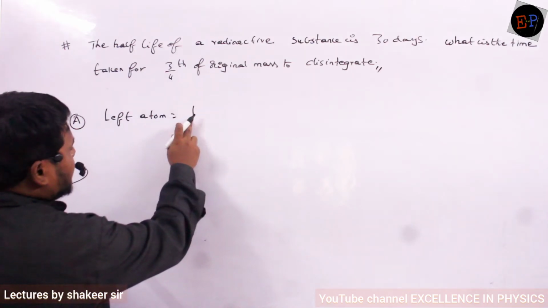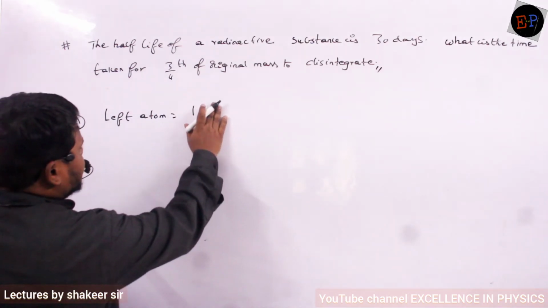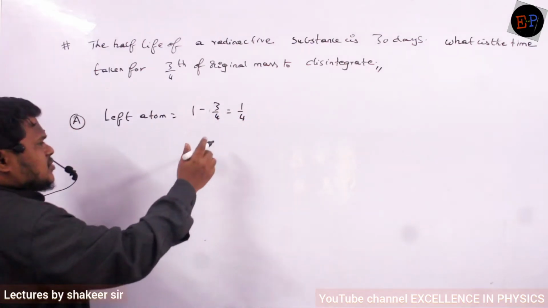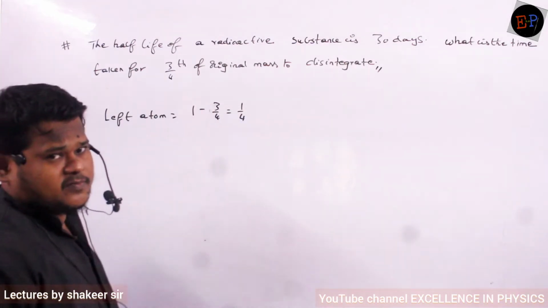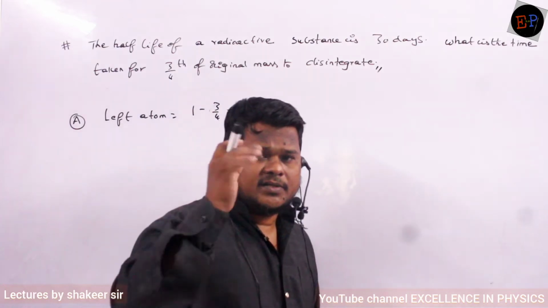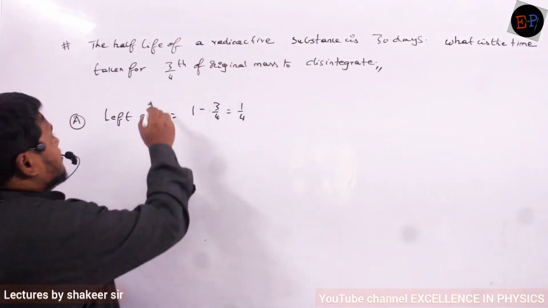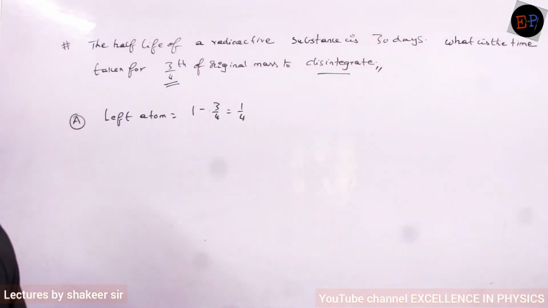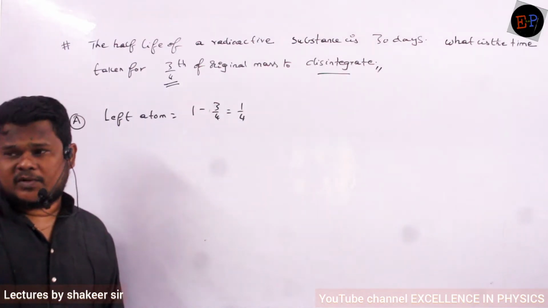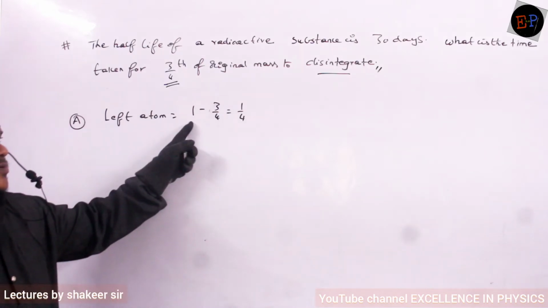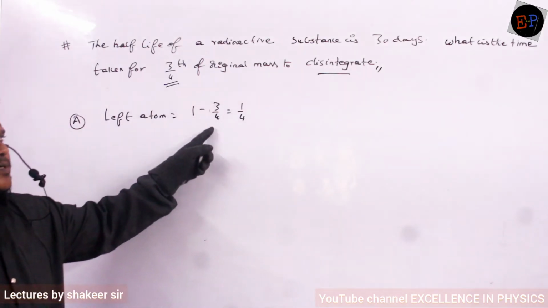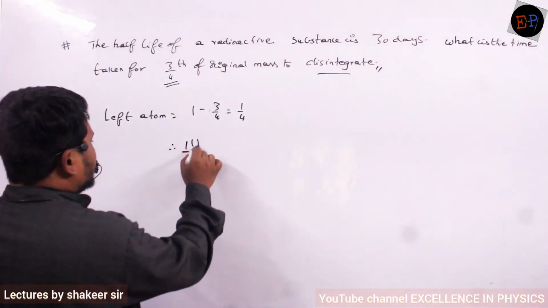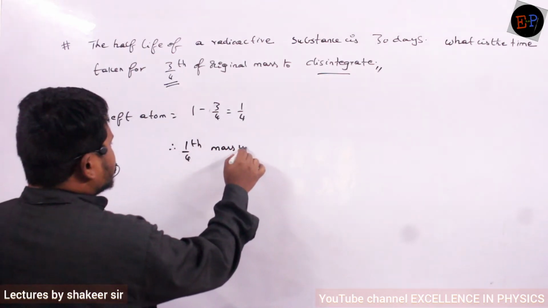My original number I can take as 1. 1 minus 3 by 4 is nothing but 1 by 4. So 1 by 4th of the atoms are present, ready for disintegration. That is the meaning of this one. 3 by 4th of the mass has already disintegrated. So left mass is how much? 1 by 4. That's all. If I take the original number as 1, 1 minus 3 by 4 is 1 by 4. So therefore 1 by 4th of the mass is present.